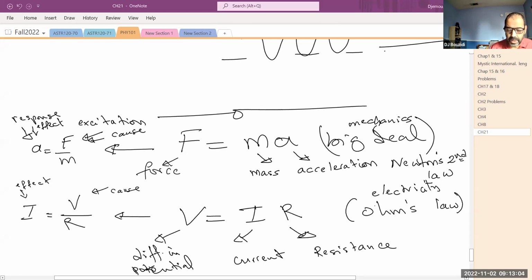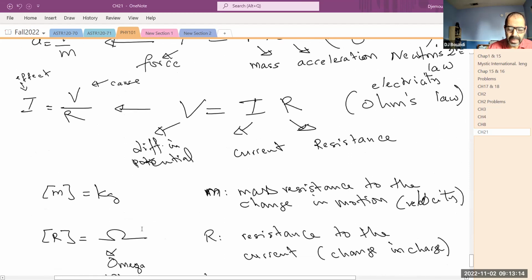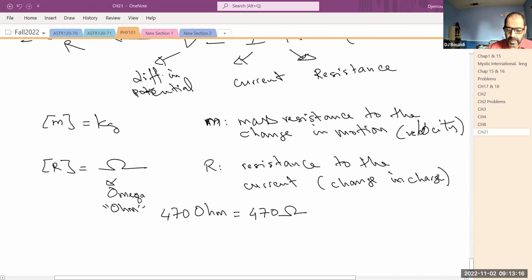Okay, so there is a cause and effect. Forces cause change in motion. Voltage difference, actually. I mean, we write it V, but what we mean by it is that there is a difference in potential somewhere.